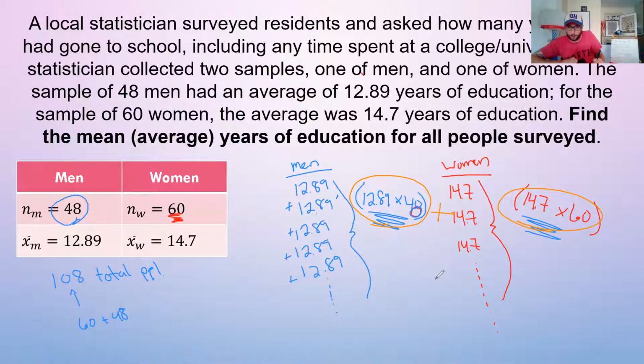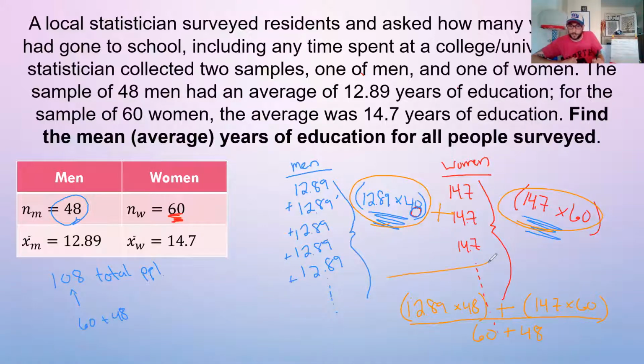Ultimately, what we're going to do is have 12.89 times 48 plus 14.7 times 60, all divided by the total sample size, which is 108.